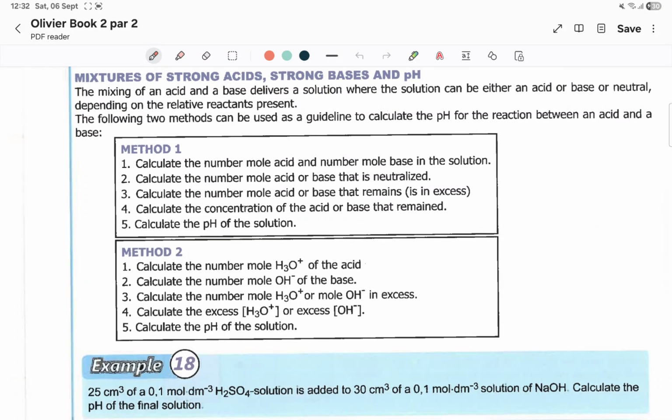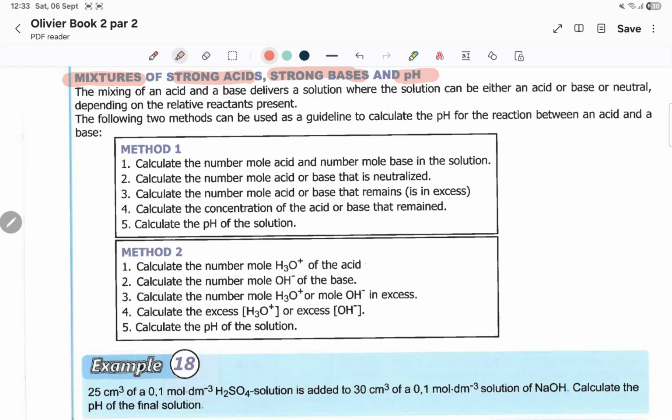Alright, grade 11s and grade 12s, this section is under acids and bases. Let's look at the mixtures of strong acid and strong base, as well as the pH.